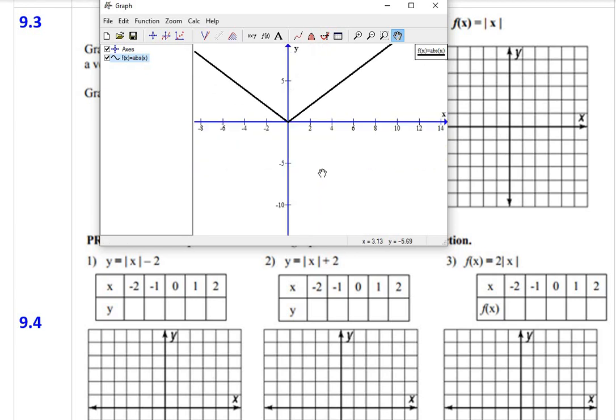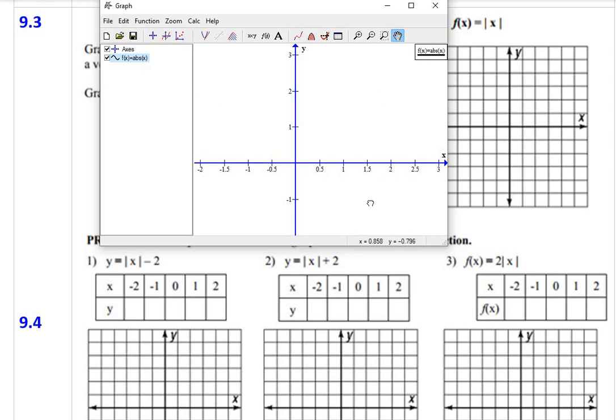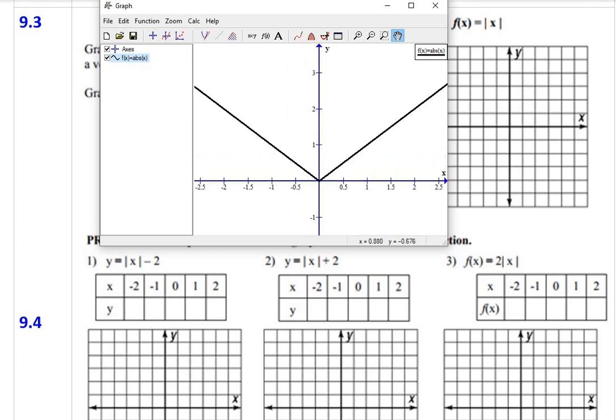Okay, if we zoom in like that a little bit, maybe that will be even more clear for you. Okay, so that's the mother graph, the absolute value of x. So what this is trying to do here now is the same as what we did with the parabola. What happens if we change the values in front of the absolute value and that q value?